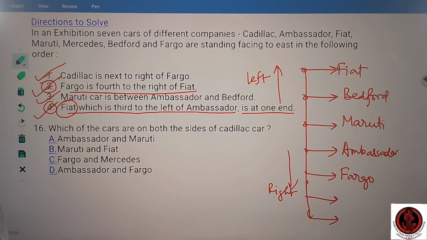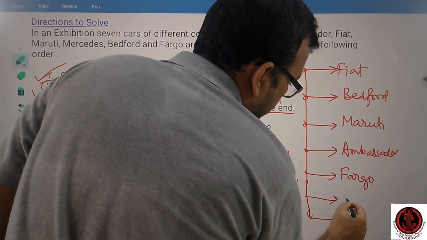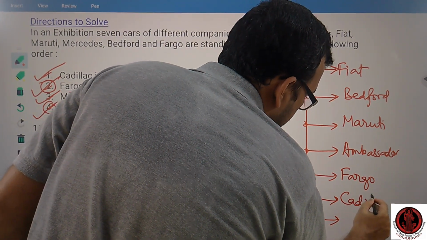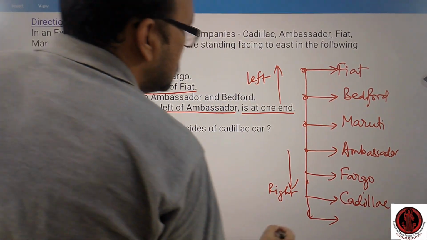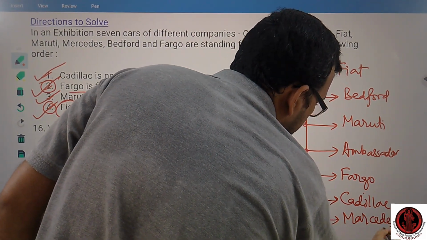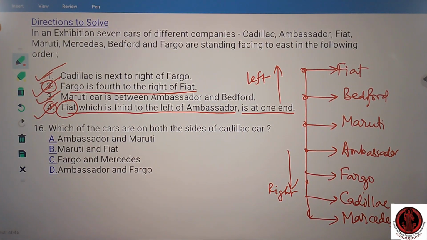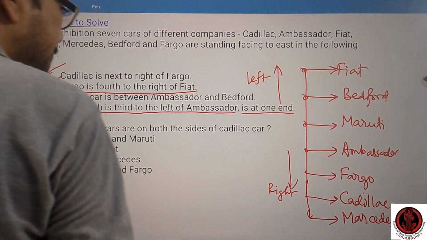Now only one statement left. Cadillac is next to right of Fargo. Right of Fargo, this is Cadillac. Now only one car is left, Mercedes, and one position is also there. So this is the vertical seating arrangement.